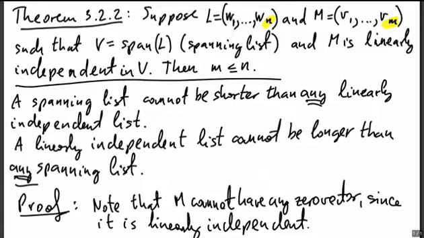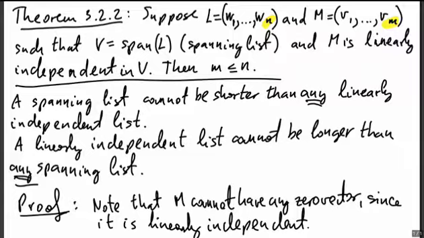We continue with theorem 3.2.2 in order to build up finite dimensional vector spaces. This theorem states that suppose we have two lists, L with vectors w1 through wn, and list M with vectors v1 through vm. Notice the different index, the different number of vectors. L has n vectors, M has lowercase m vectors. And then we know that L spans the vector space V.